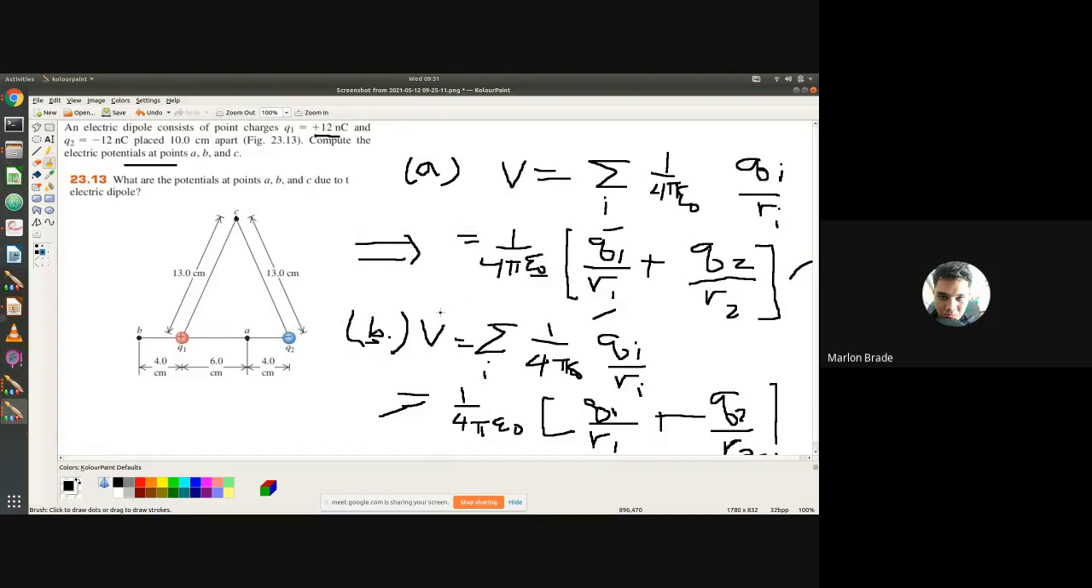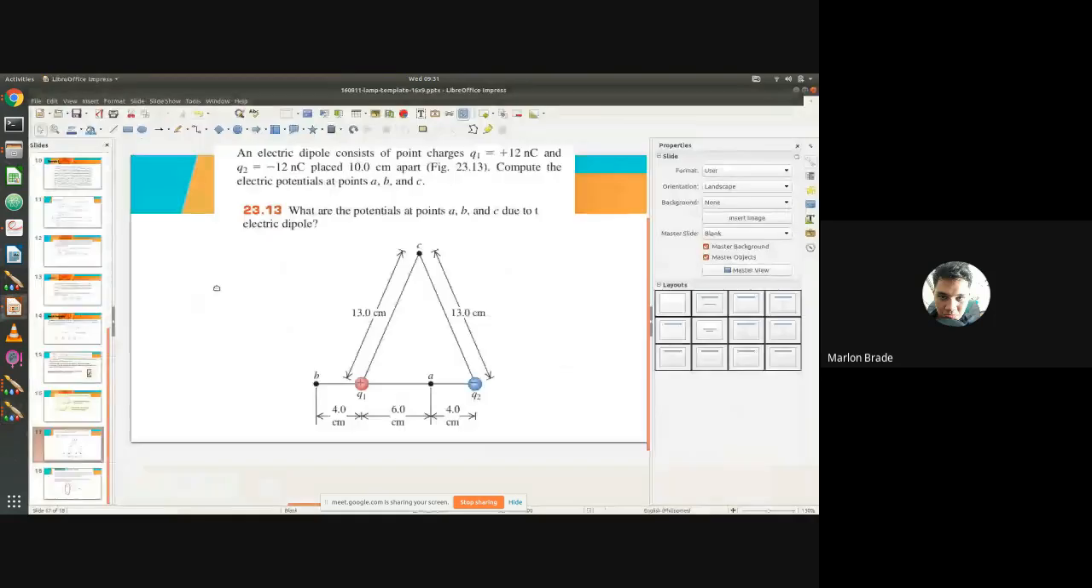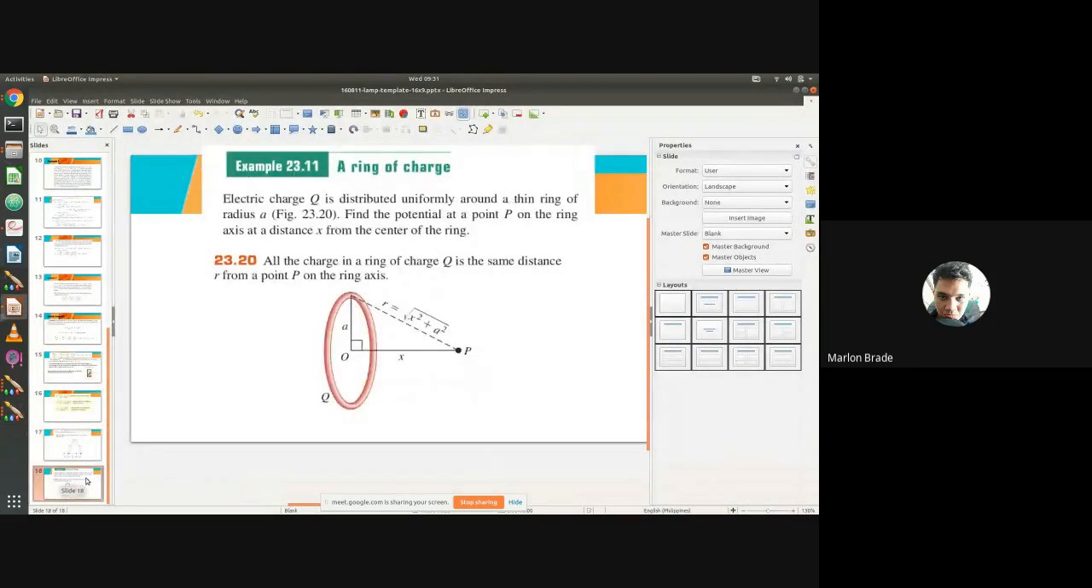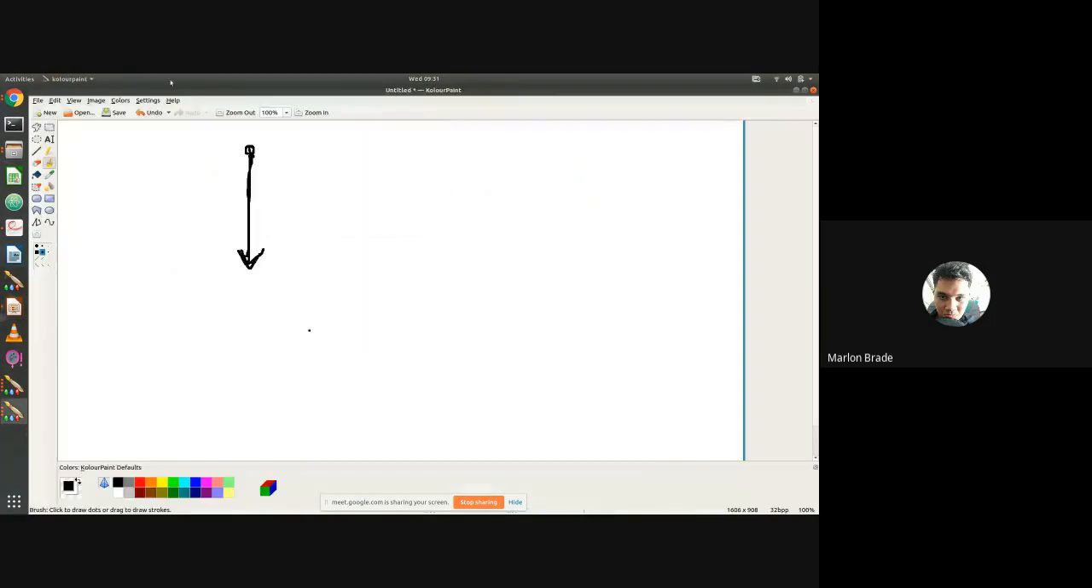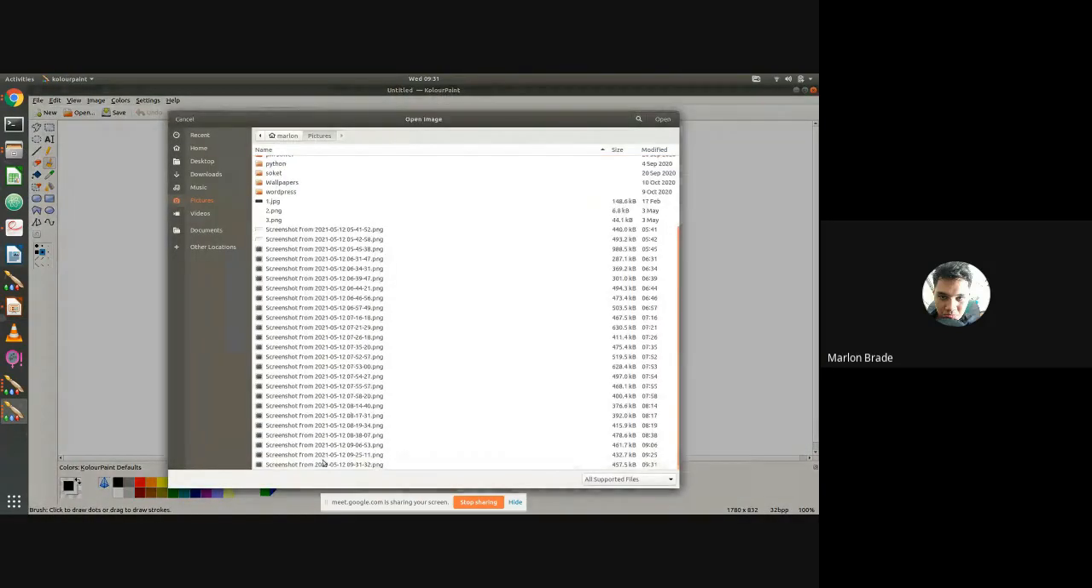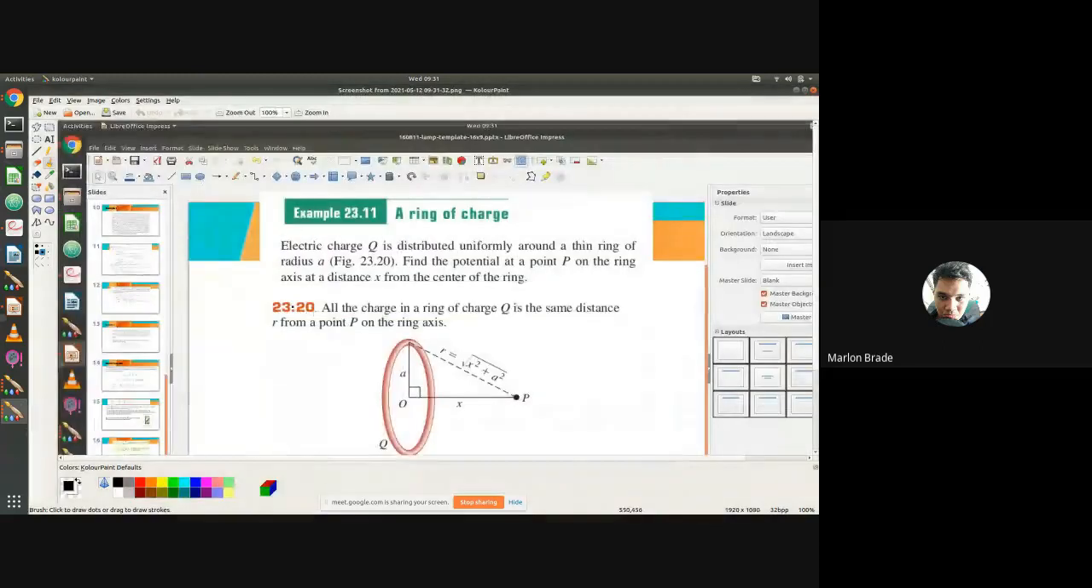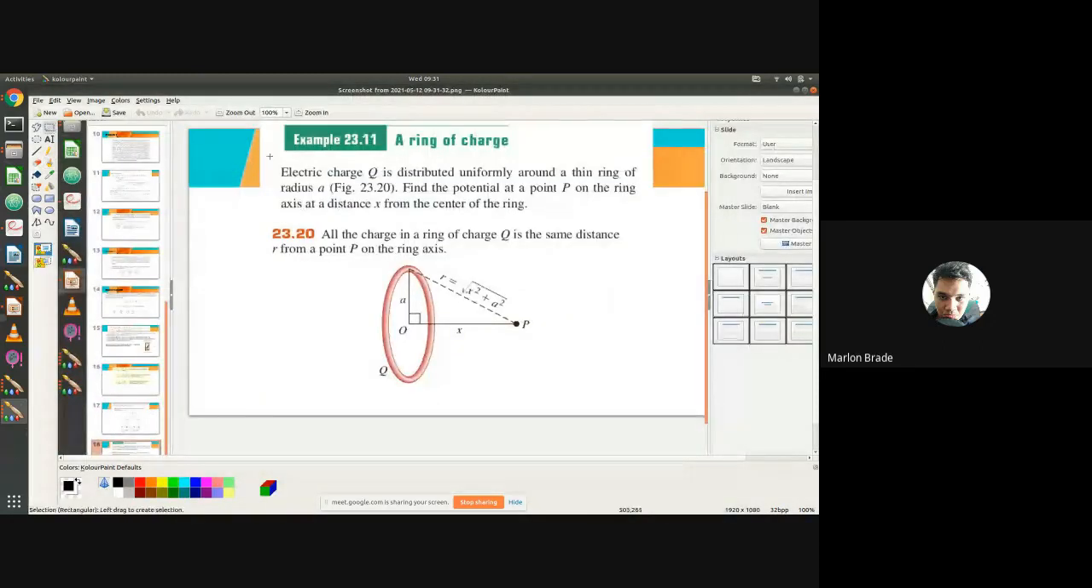Okay, so that is for discrete cases. Okay, what if it is not a ring of charge, or rather, what if there is a ring of charge but it is a continuous case instead of discrete? So, what is the electric potential? This will be my last example.